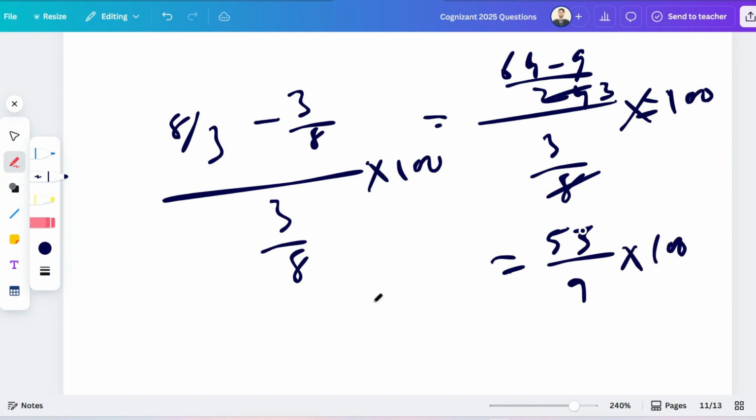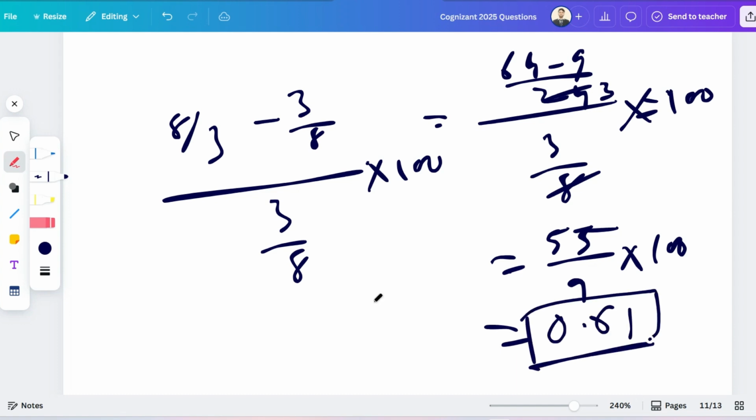So 55 by 9, yeah. So guys, get the calculation. Actually it will be 0.61. The options are provided in the screenshot, so I'm not going to show the screenshots because of copyright issue. So this will be the answer, 0.61. I hope your answer is also the same.